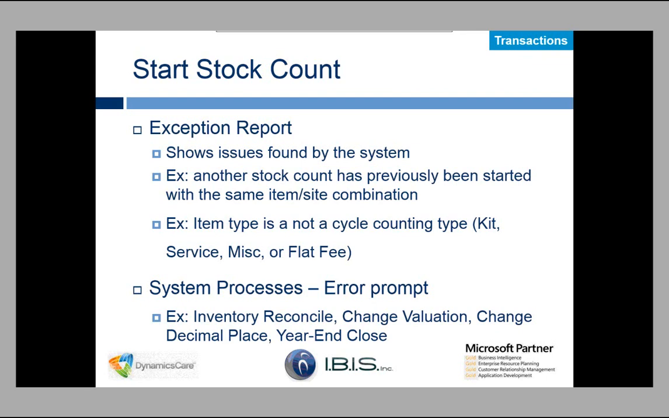An exception report will print if there are any kind of overlapping issues that will allow you to cancel your stock count. For example, you cannot have a started stock count with the same item, site, bin combination. So if you are already counting that location, you can't count it a second time on a different stock count. You have to finish the first one, and then you can count it again.